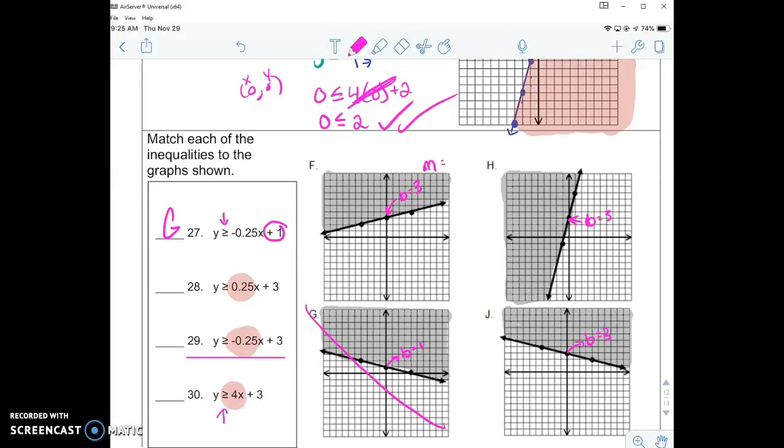On F, m is positive. H, my slope is positive. It is increasing from left to right. The only one with a negative slope is J. So J has to go with number 29.